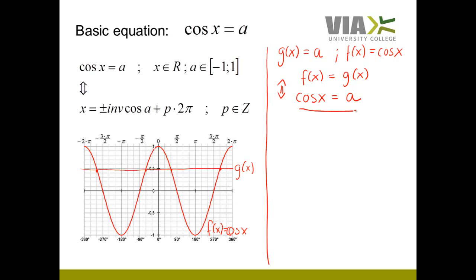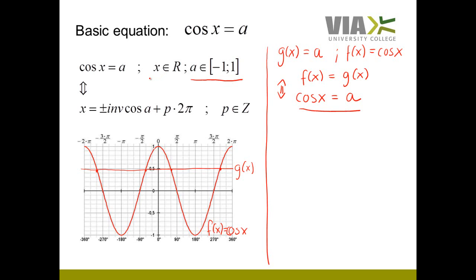If we can solve this equation here, we will exactly get the points of intersection between f(x) equals cosine x and g(x) equals a. And that's why we have this restriction to a here, that a has to be in between minus 1 and 1, because if it's lower than minus 1, or if a is greater than 1, then they will never intersect with f(x) equals cosine x, as you can see. And thereby we can conclude that we will not have a solution to the basic equation cosine x equals a, if a is not in between minus 1 and 1.